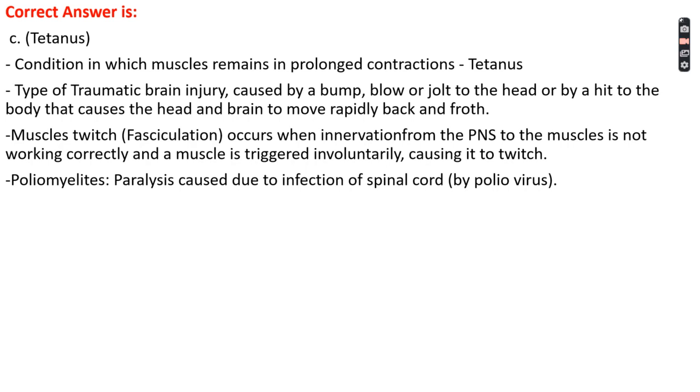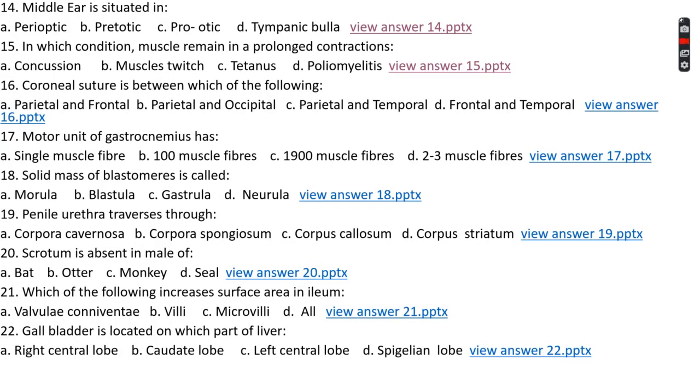Okay. A concussion is a traumatic brain injury, which is mainly caused by a bump, blow, or jolt to the head, or by a hit to the body that causes the head and brain to move rapidly back and forth. In case of muscle twitch, that is fasciculations, it occurs when the innervation from the peripheral nervous system to the muscles is not working correctly, and at that time the twitching is seen. Poliomyelitis is a condition where paralysis occurs due to infection of the spinal cord by the poliovirus.